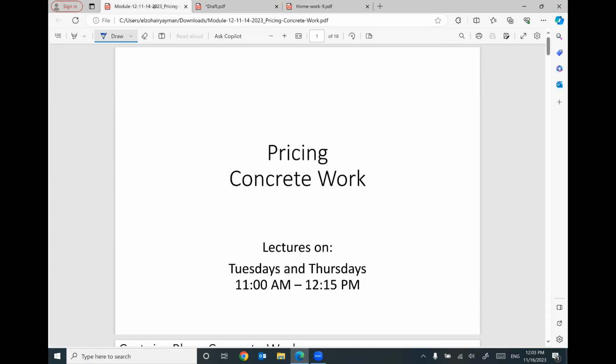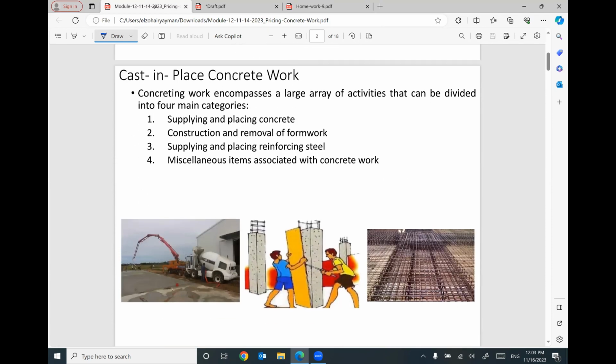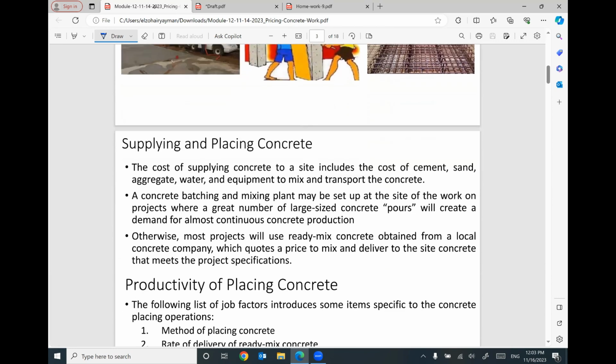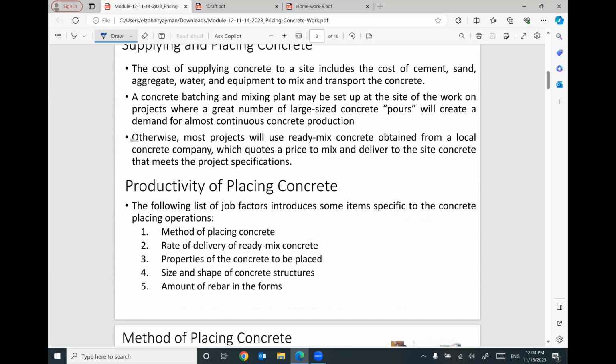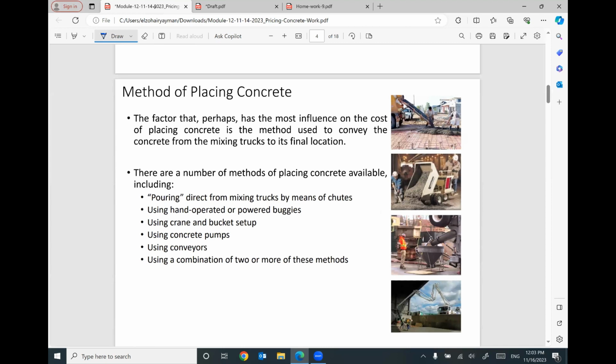For labor and equipment, we covered last meeting that I cannot figure out the cost of labor and equipment for concrete until you figure out the method used to place concrete, how you are going to pour concrete. I discussed that these are not the only methods, just a few examples. We have different methods to place concrete.